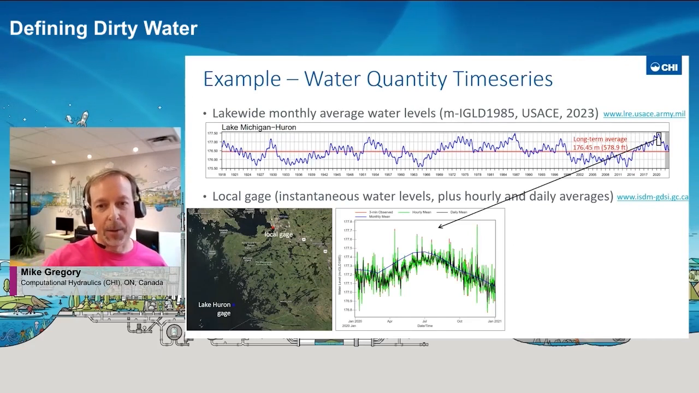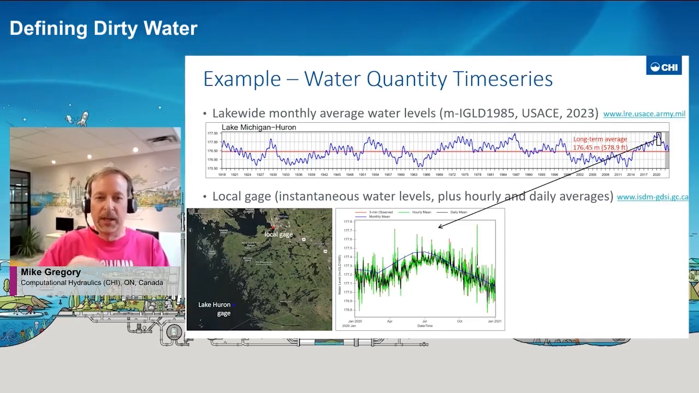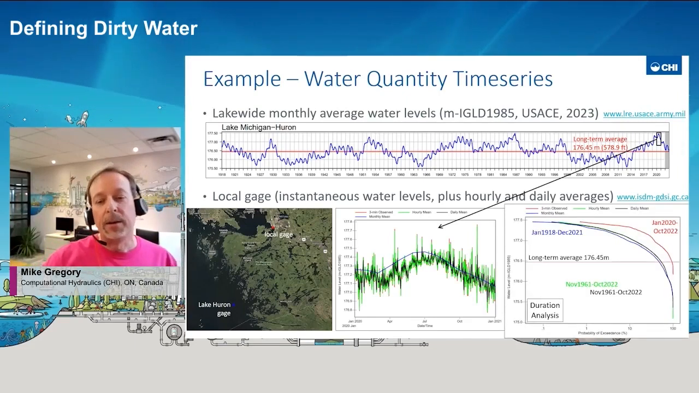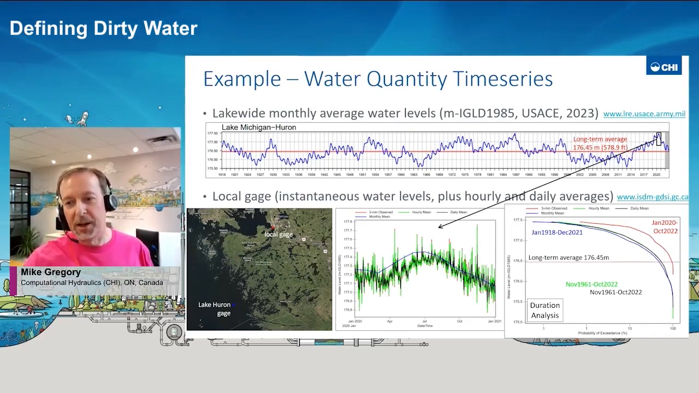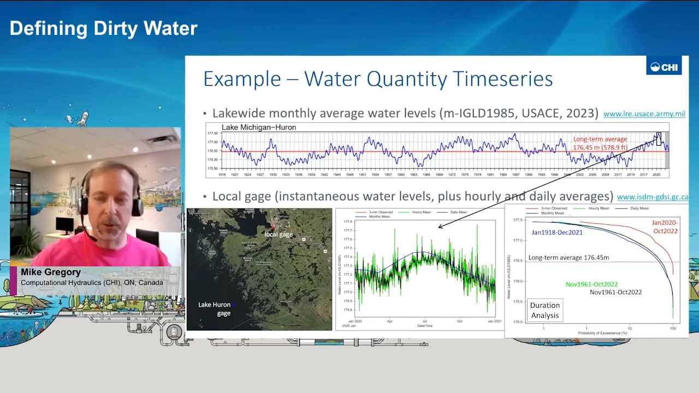And you see the hourly in green and then the daily in black here, they get closer and closer to that long-term composite average, as you'd expect. Now, if we were to count the number of hours that each of these water levels is exceeded, add them up, and then express it as 100% of the time values are at or above this value, we come up with what's called a flow duration curve.